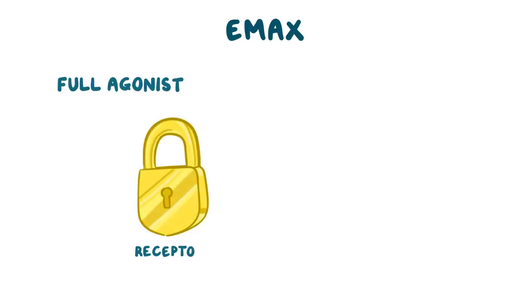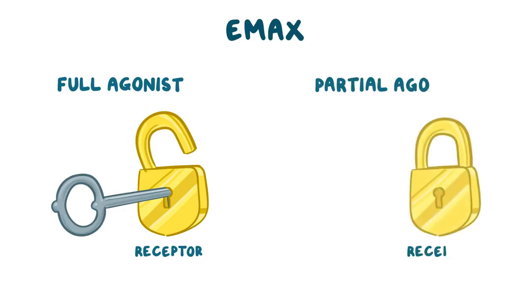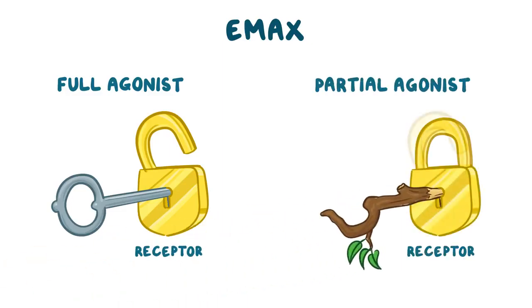In other words, a full agonist is like a really well-made spare key that's just as effective as the original, while a partial agonist is a poorly made spare key that could open the lock, but it takes longer and it gets stuck and you have to jiggle it around a little bit.